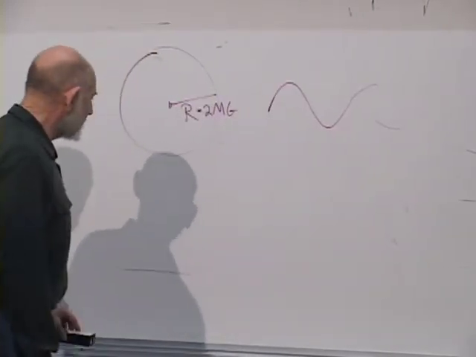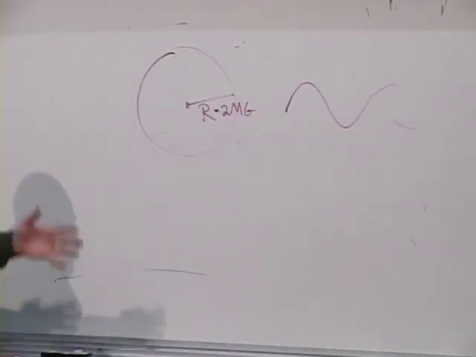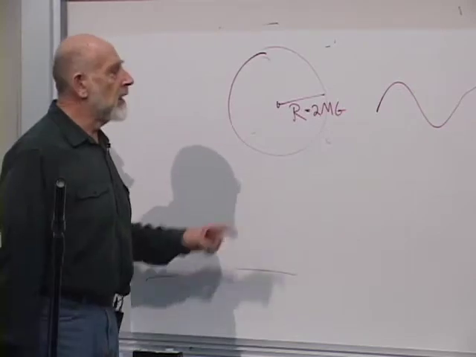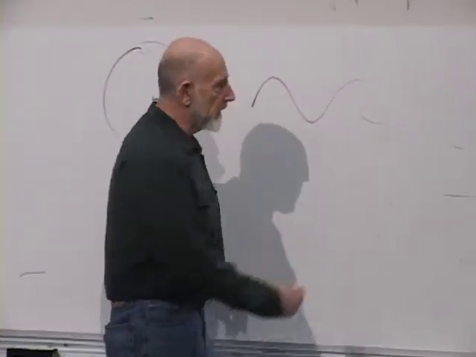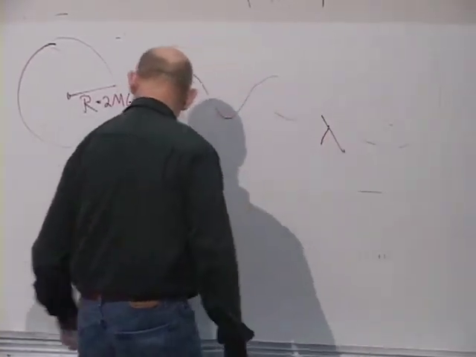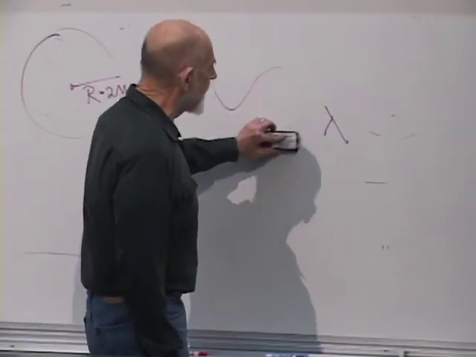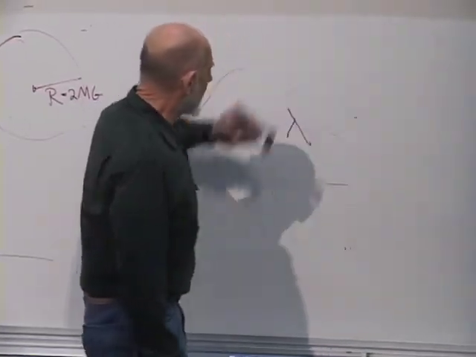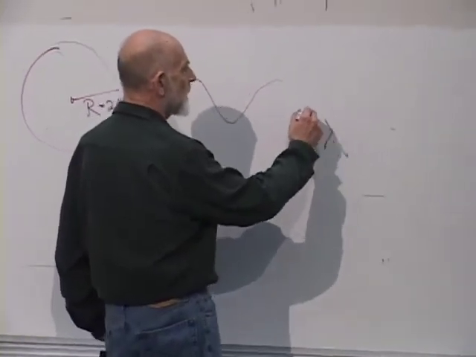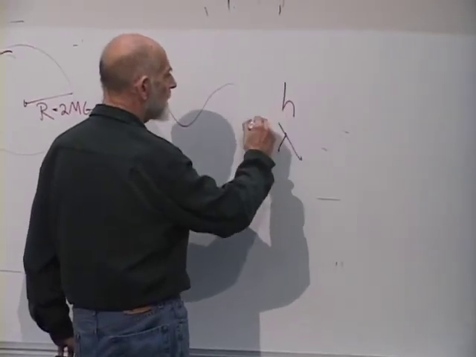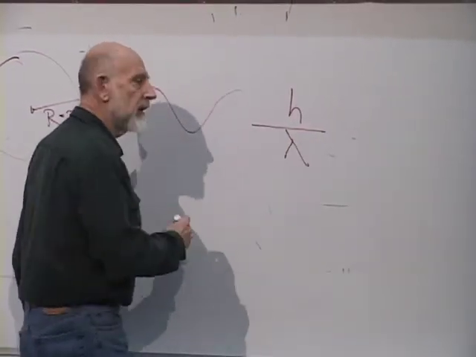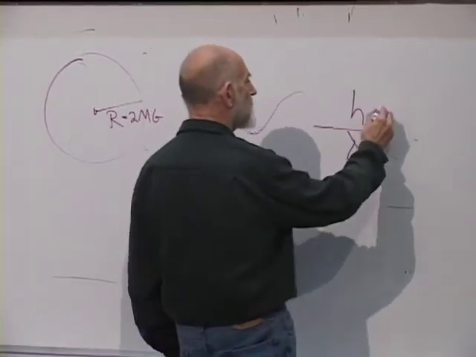Something like that. All right, so what's the energy of a photon of wavelength lambda? Lambda is the usual symbol for the wavelength. What's the energy of it? The energy of it is Planck's constant divided by lambda. And now there's the speed of light, and the speed of light is in the numerator.